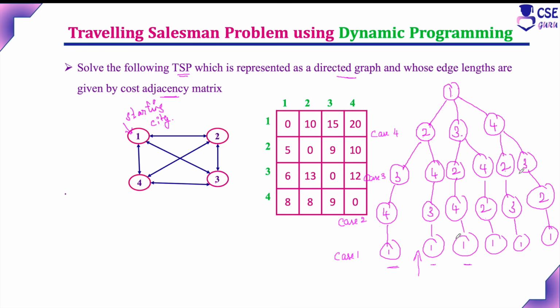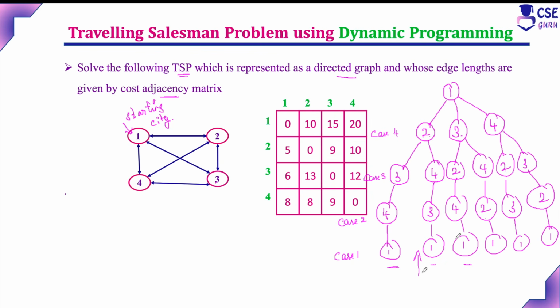And in case 3, any of these vertices we have already visited. After visiting that particular vertex, what is the choice? If you are visiting 2, choice may be 3 or 4. If you are visiting 3, choice may be 2 or 4. If you are visiting 4, choice may be 2 or 3. And what is the cost we will calculate?